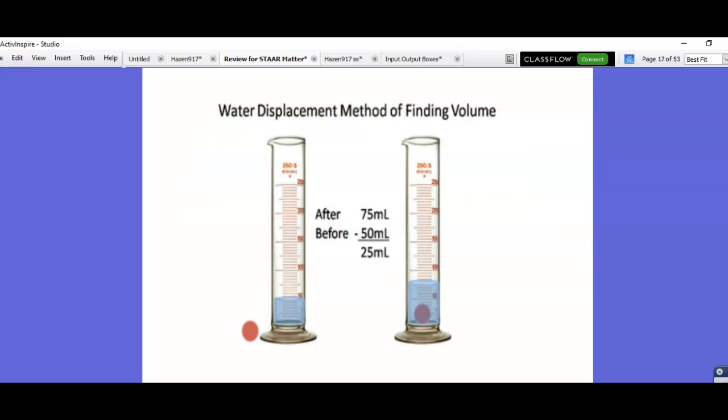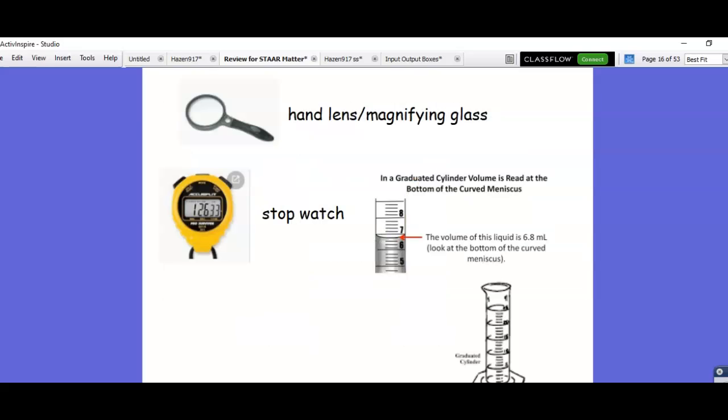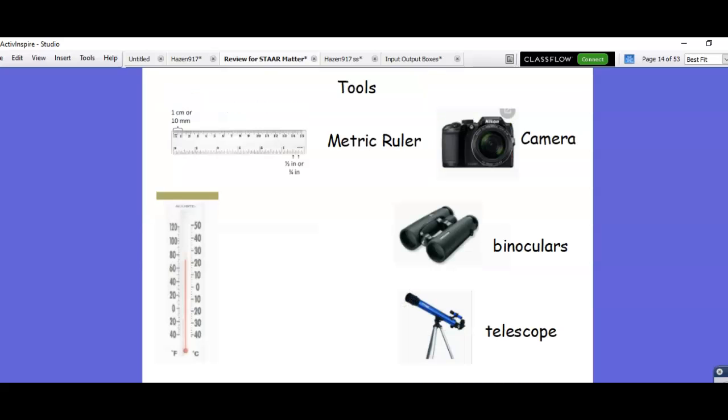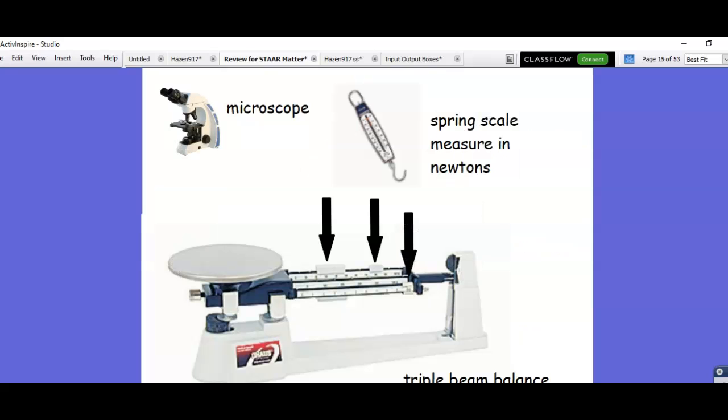Hello, just a reminder and review of how to measure and the tools you would use for classifying matter. You would use a ruler, a thermometer, a scale. You can also classify by the way they look, and you can use these different tools for science. The triple beam scale is really important for measuring mass.